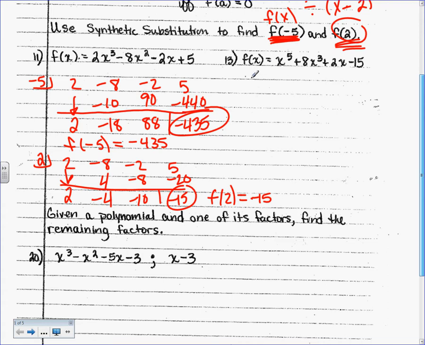Find f of -5. So what goes in the box? -5. What goes behind it? 1. What goes behind it? 0. Very good. You're the first class to do that without just saying 8, right? There's a gap there. And then 8. And then 0. 2. -15. Everybody okay?